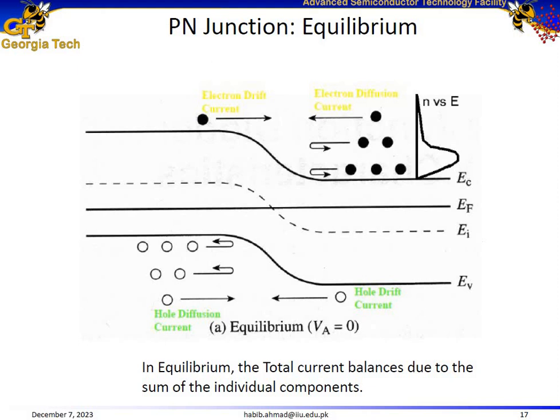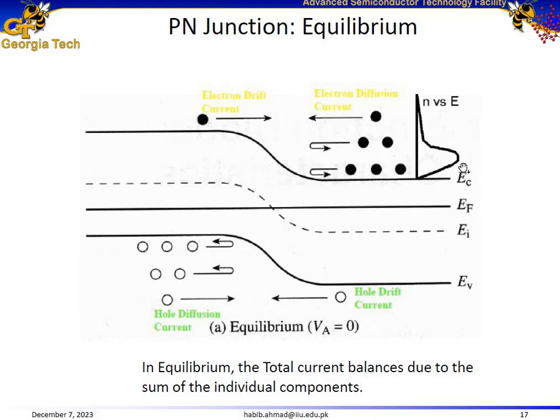Consider a p-n junction under equilibrium. Here is the energy band diagram of a p-n junction under equilibrium, where we see we have a constant Fermi energy level. The Fermi energy level is close to the conduction band on the right side, so it means that on the right side we have an n-type semiconductor. Similarly, the Fermi energy level is close to the valence energy level on the left side, which means that we have a p-type semiconductor on the left side.